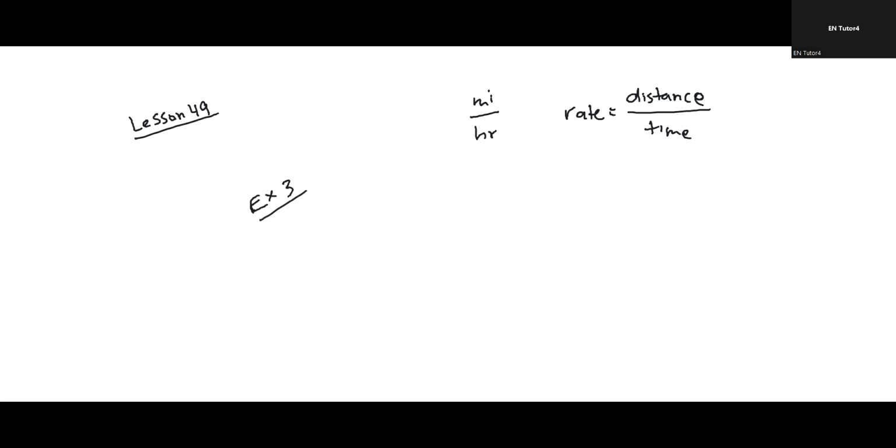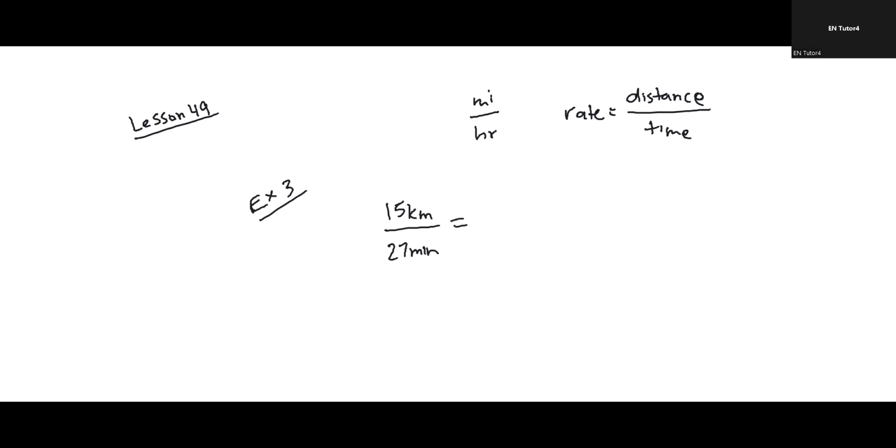We're told in this example that Julio is riding in a 50-kilometer bike race. So the full race is a distance of 50 kilometers. He passed the 15-kilometer mark in 27 minutes. So he went 15 kilometers in 27 minutes. The question is, if Julio continues to ride at the same rate, now realize 15 kilometers over 27 minutes is our rate, what will be his time for the whole race?